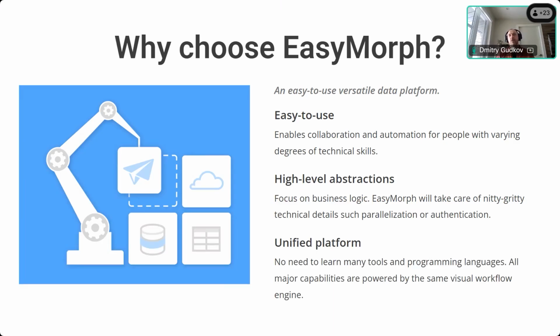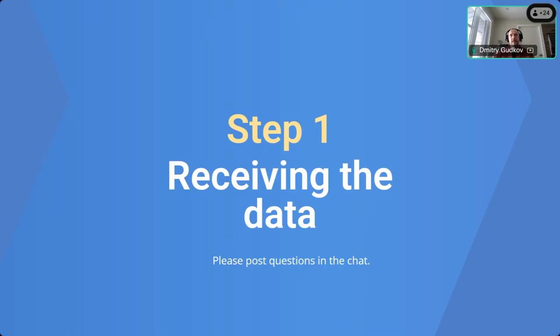A few words: why Isomorph? That's because Isomorph is a very versatile data automation, data engineering platform that has multiple use cases. It is based on visual workflows that allow organizing data automations in a way that is easy to build and easy to modify, with many integrations and capabilities already baked into the platform. So let's start with looking at the ways to receive data, and then Matt will take over and continue with other parts of the process.